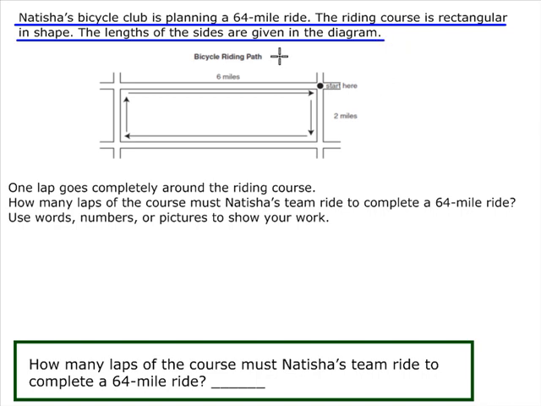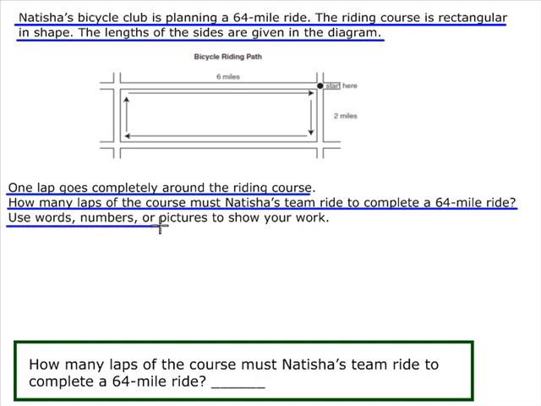And here we have a diagram showing the bicycle riding path, and we can see it's rectangular in shape, and we're shown that this top side is 6 miles, and then this right side is 2 miles in length. One lap goes completely around the riding course. Question: how many laps of the course must Natisha's team ride to complete a 64-mile ride? Use words, numbers, or pictures to show your work.